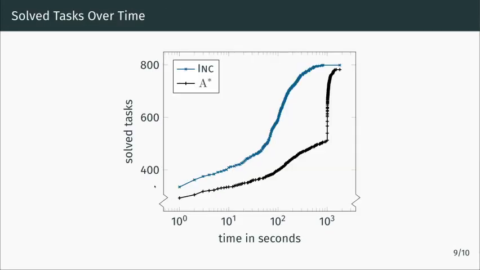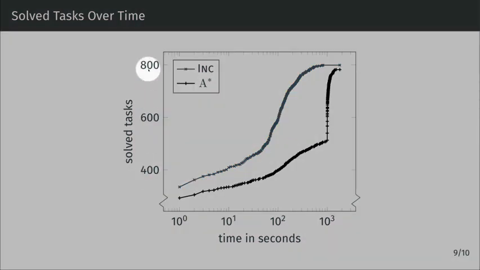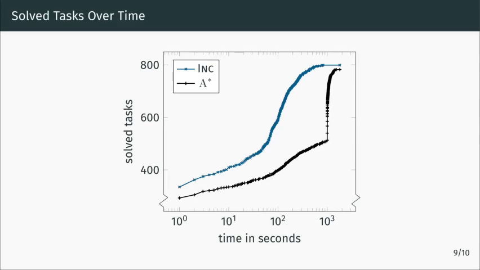So here we see how many tasks the two versions solve over time. And the A star version usually hits the time limit of 1,000 seconds, and then it uses the quick A star search to find solutions. And in contrast, the incremental version has a higher coverage than the A star version, and it almost never hits the time limit.